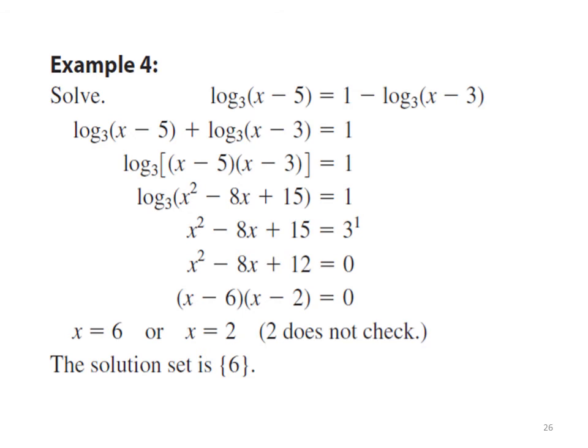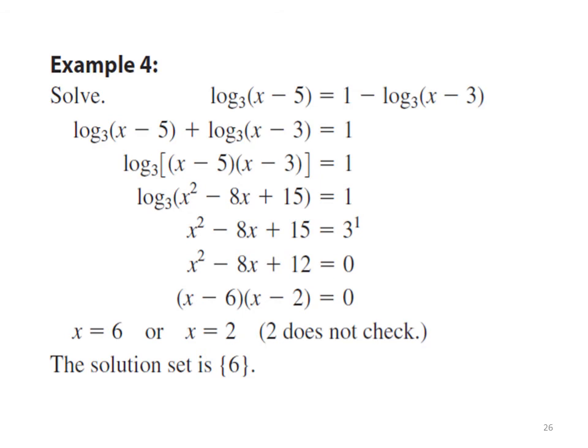We want to solve log x minus 5 to the base 3 equal 1 minus log x minus 3 to the base 3. The first step is to isolate the log terms on one side. If I take minus log x minus 3 to the base 3 to the other side, you have log x minus 5 plus log x minus 3, both are logs to the base 3, equal to 1.